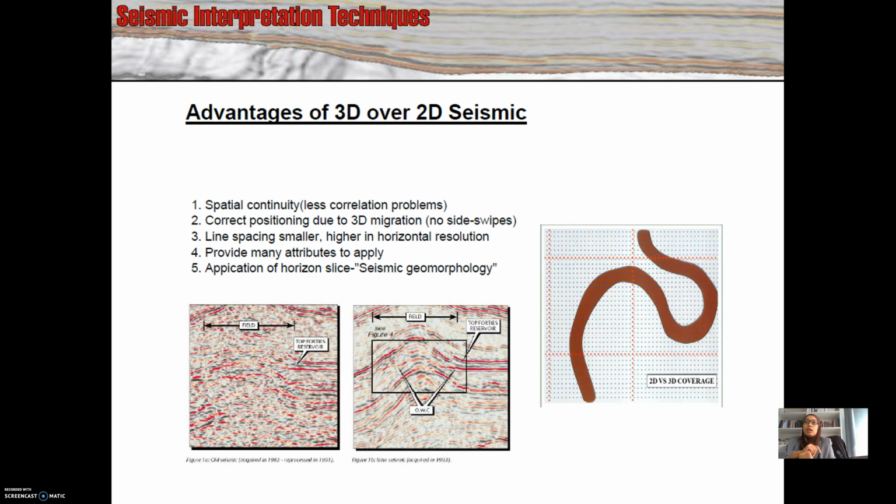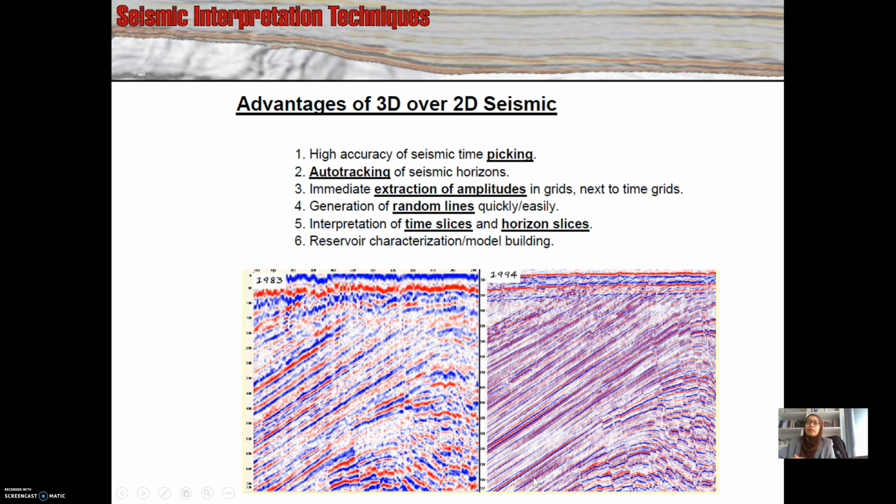So as I mentioned just now, the spatial continuity improves, there is correct positioning, and line spacing is smaller, so you have a better horizontal resolution. You can apply as many seismic attributes as you would like, and you can do application on the horizon slice, and this can improve seismic geomorphology study. So the same data in 2D and in 3D, you can see there is a lot of improvement. You're going to see an anticline rather than lots of noise in the 2D data.